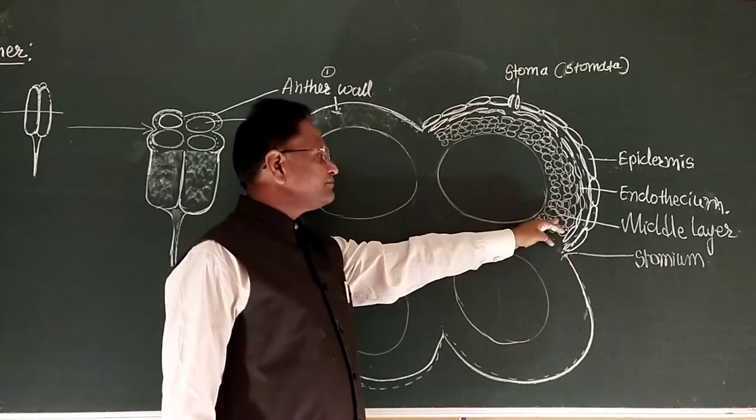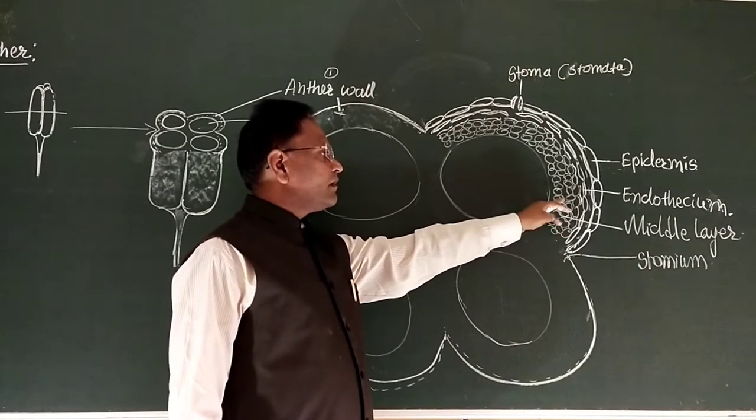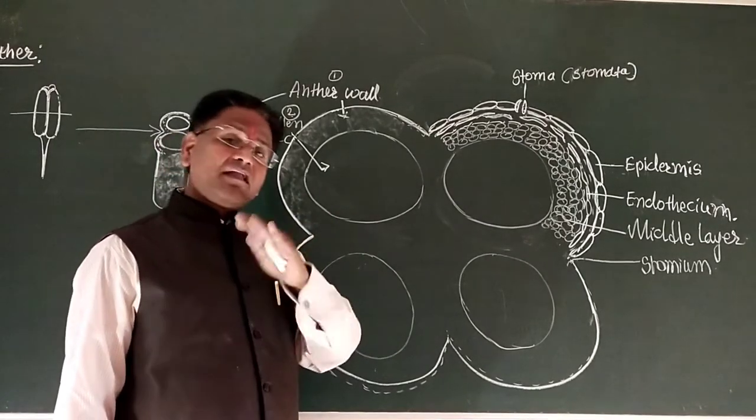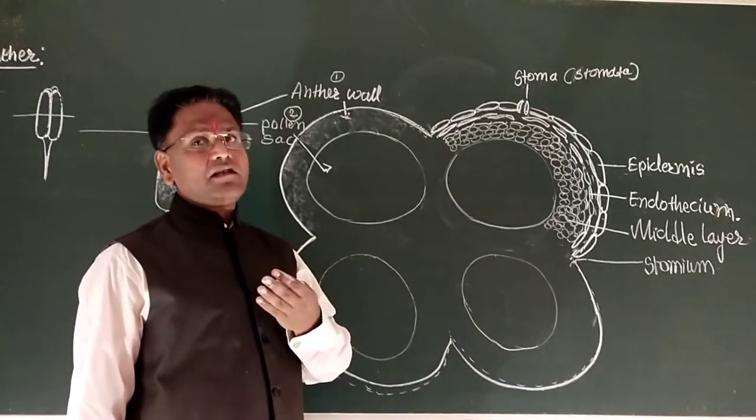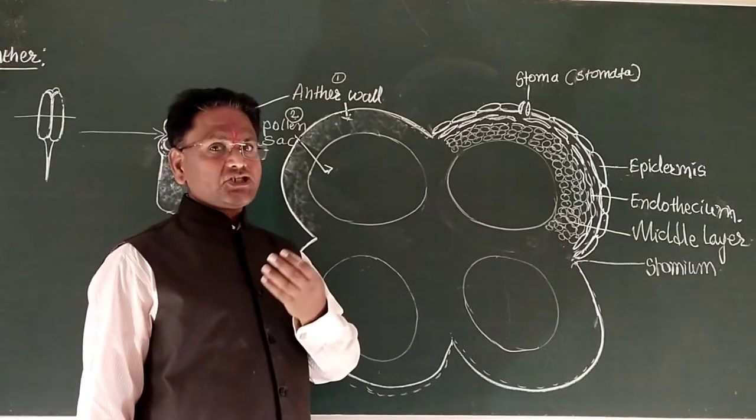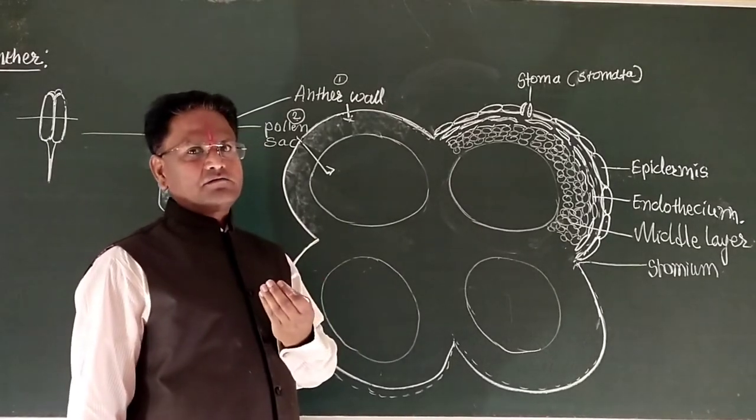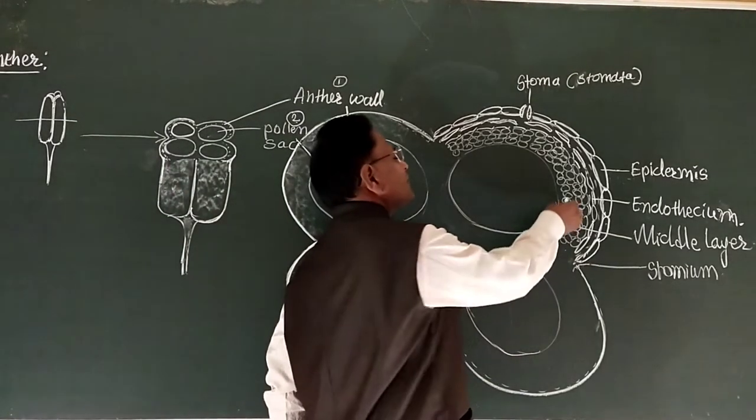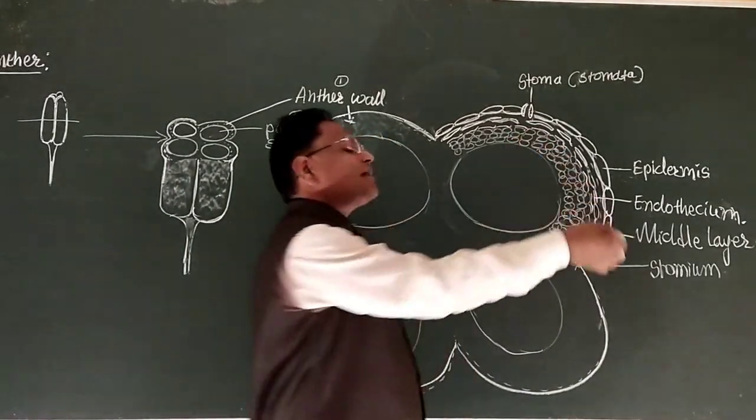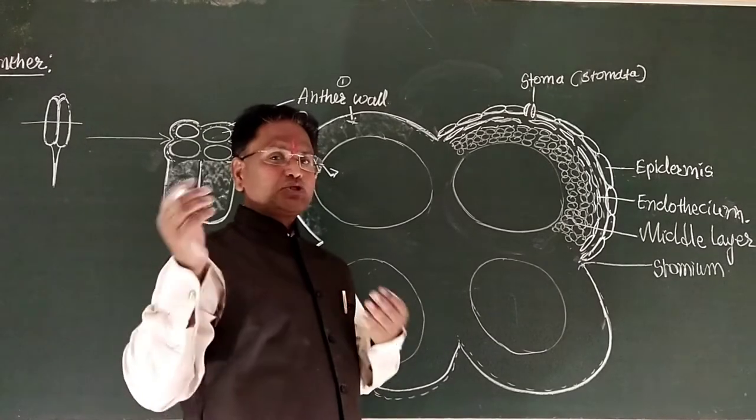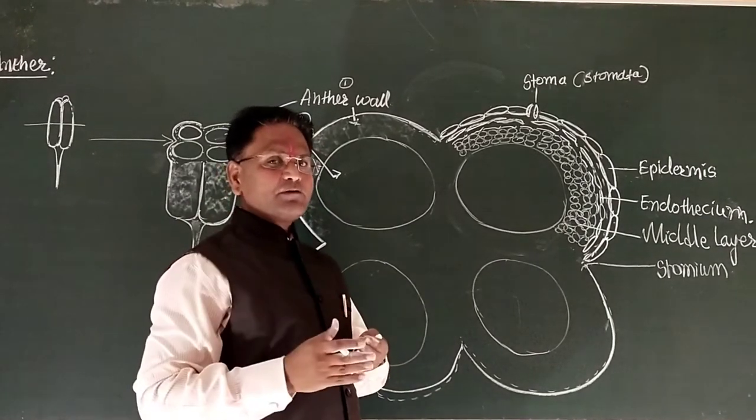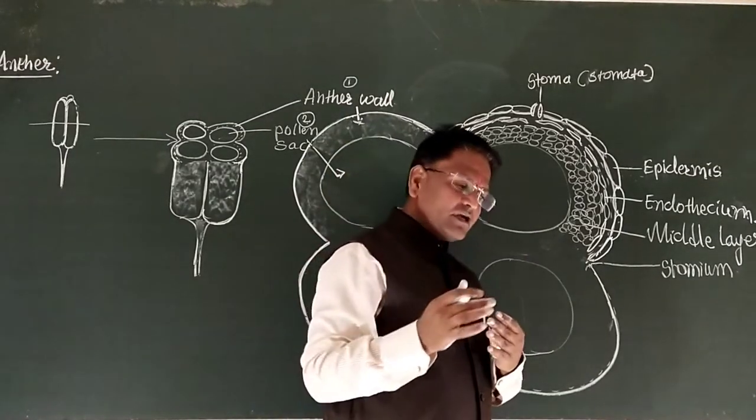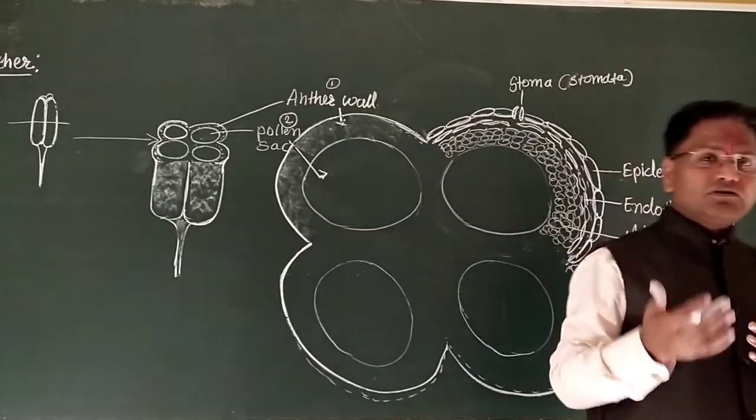The middle layer of the anther wall is formed by parenchymatous living cells, which possess a thin cell wall. So the cells are parenchymatous in nature and can store water and food material, and avoid the desiccation of the anther wall.